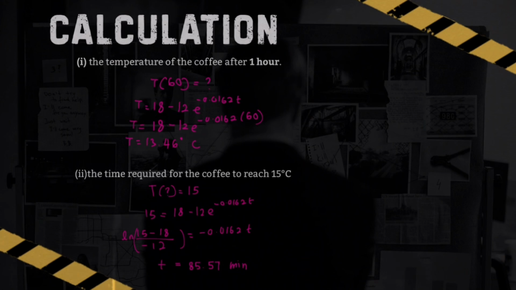First, let's find the temperature of the coffee after 1 hour, which is 60 minutes. We substitute t equals 60 into our formula. Evaluating 18 minus 12 e power of negative 0.0162 multiplied by 60 reveals that after an hour, the coffee will have warmed up to 13.46 degrees Celsius.